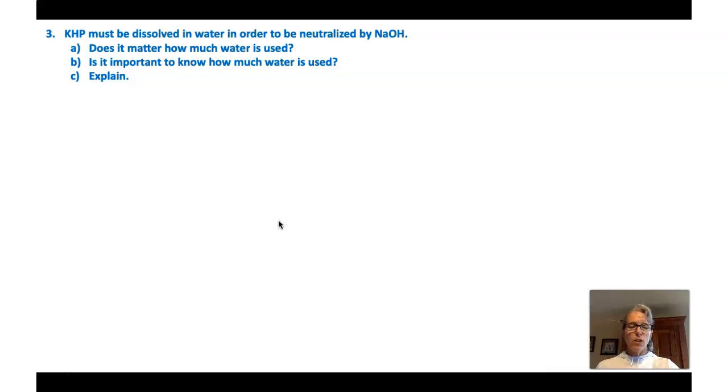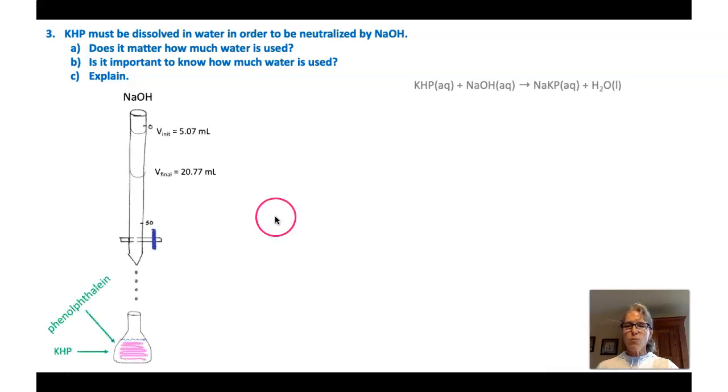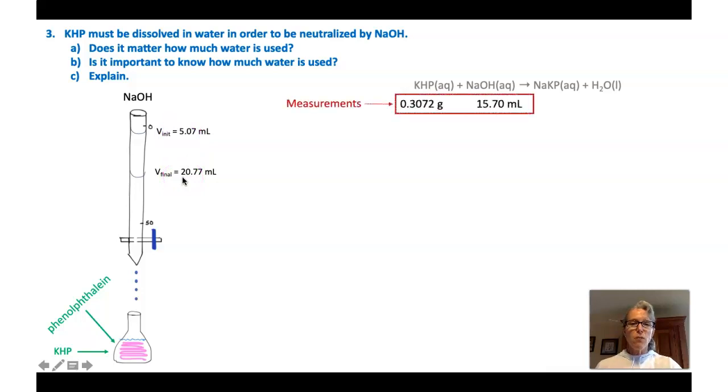So to answer this question, let's think through the whole procedure. Here's our equation, and here's basically what we're going to do. We're going to put sodium hydroxide in a burette and drop it into a flask that contains KHP and phenolphthalein, until the phenolphthalein turns the solution pink. We need to record the initial and final volumes.